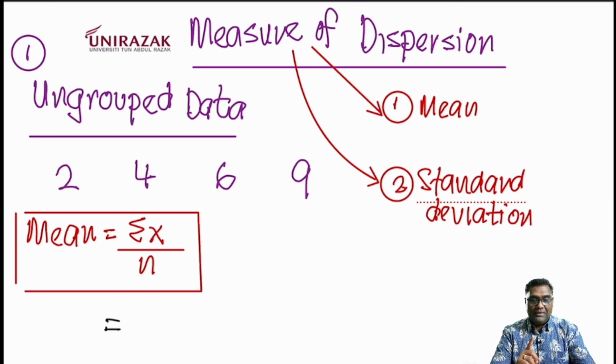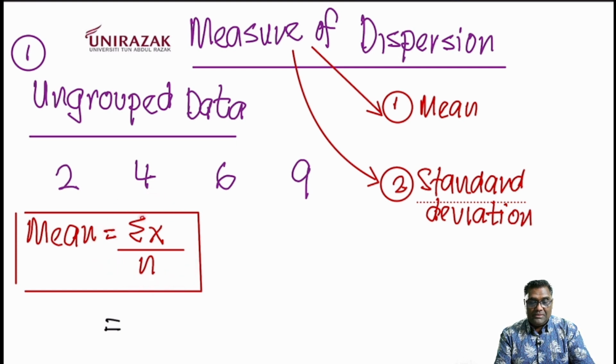When I'm doing that, I divide it into 2. One is called ungrouped data, a data that has got no table in it. Example like this, like 2, 4, 6, 9. I want to find the mean. How do I find the mean? The formula is here very clearly.